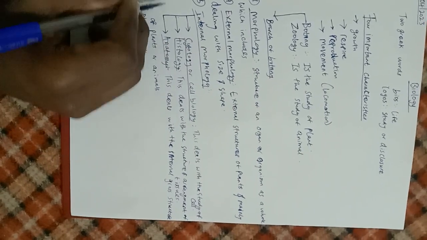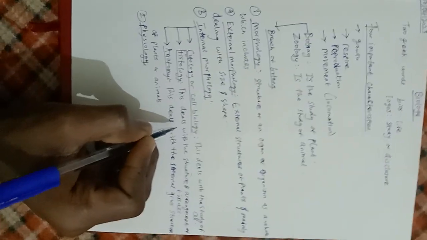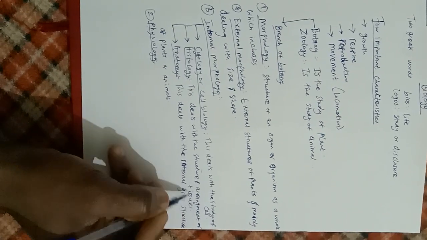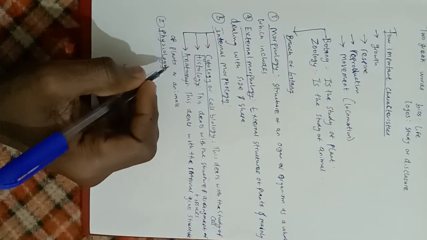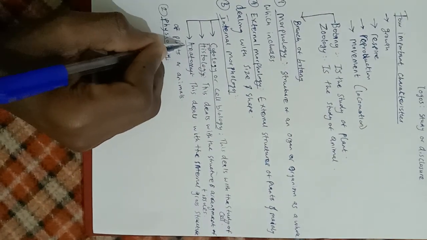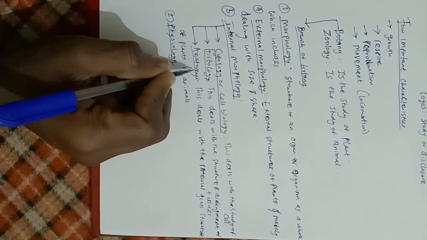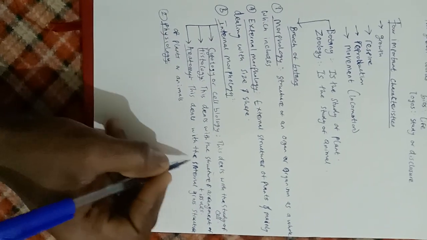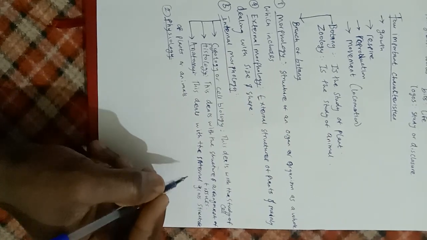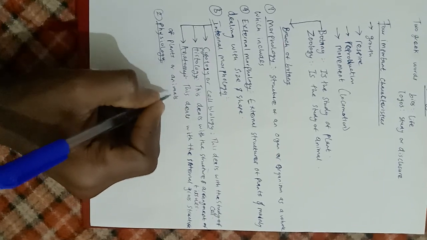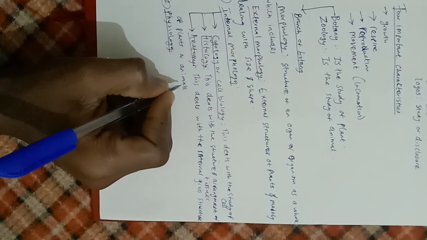Histology, that is the second subcategory. This deals with the structure and arrangement of tissues. I hope you understand that, guys. Very good. The last but not the least subcategory here is anatomy. This deals with the internal growth structure of plants or animals. I hope you get that concept.